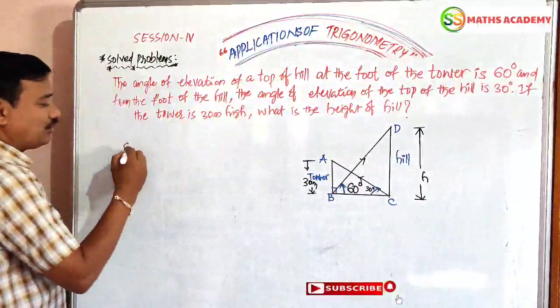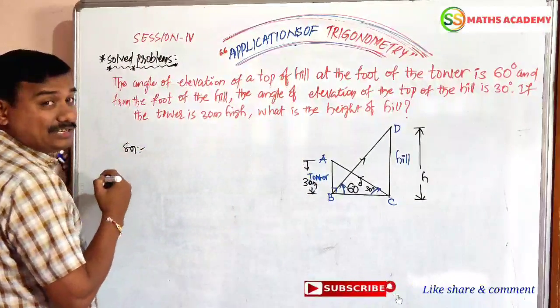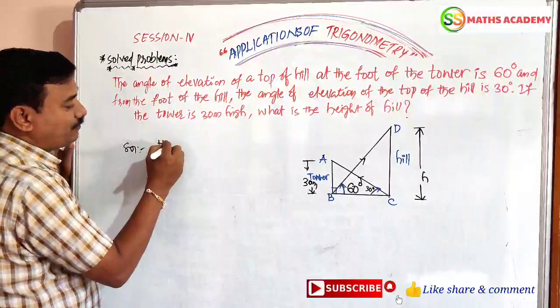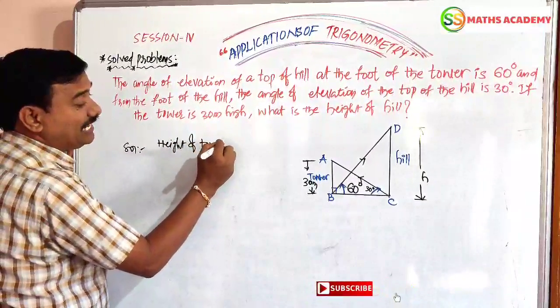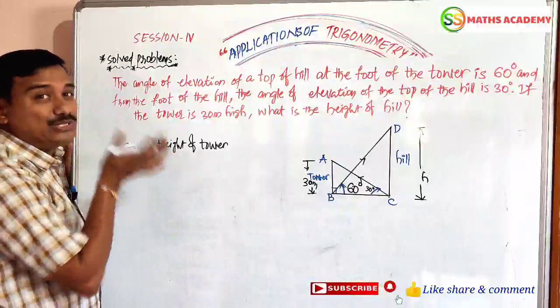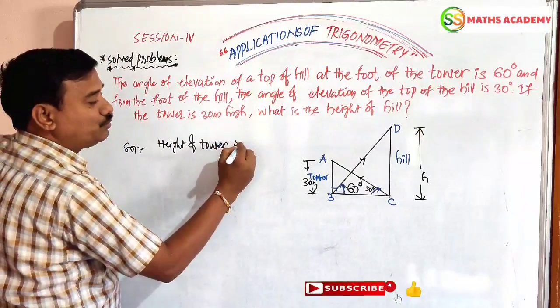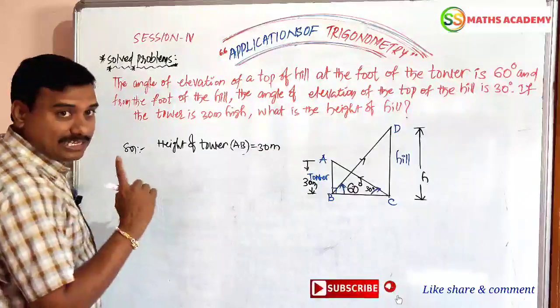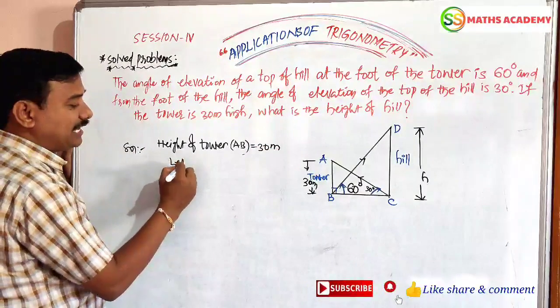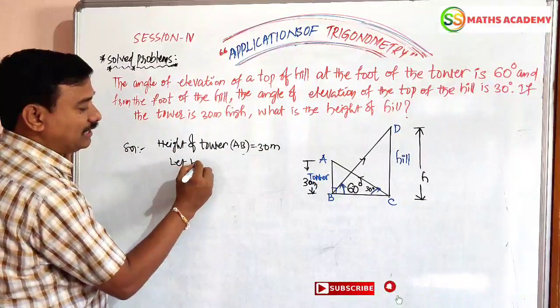Now we see, dear children, what is given? The height of the tower. We have to write the given data one by one in the solution. AB equals 30 meters. Clear? Now we have to find the height of the hill.